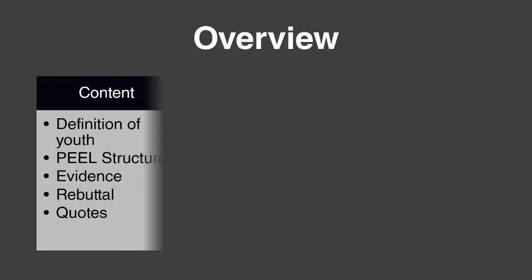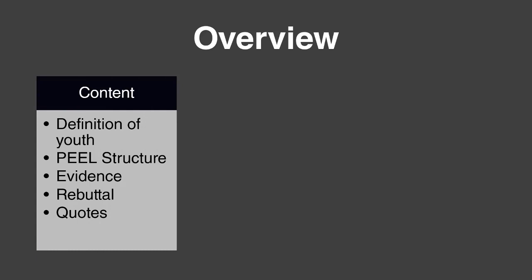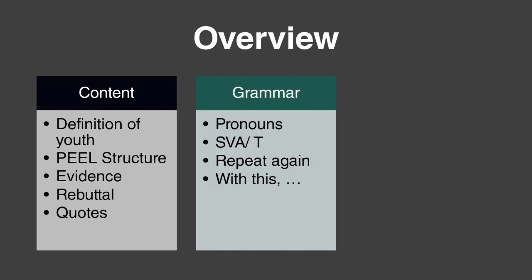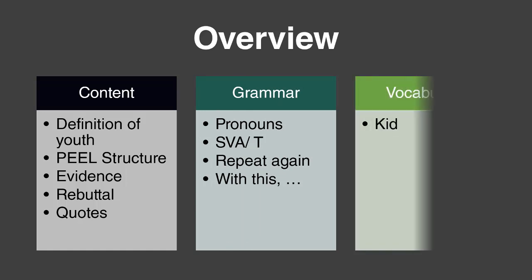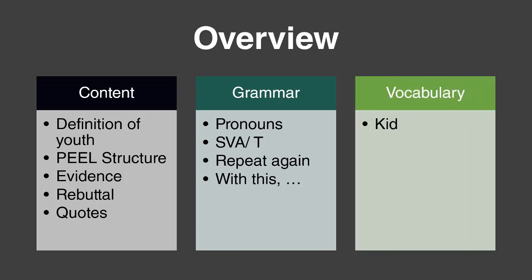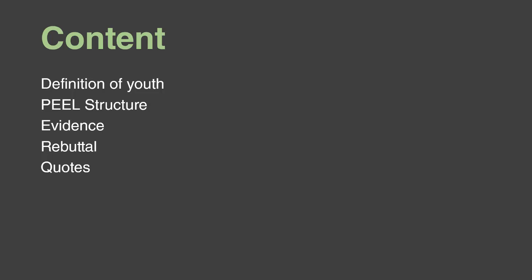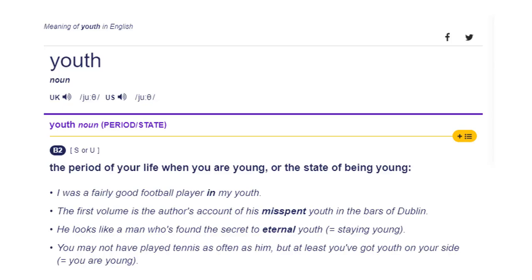So, overview. We're going to divide them into three areas. First, for content, we're going to talk about the following, and we're going to talk about grammatical items, and last but not least, we talk about vocabulary. About content, we are exploring a number of issues. First is the definition of youth, PEL structure, the evidence, the rebuttal, and the quotes. So, let's take a look at the definition of youth.